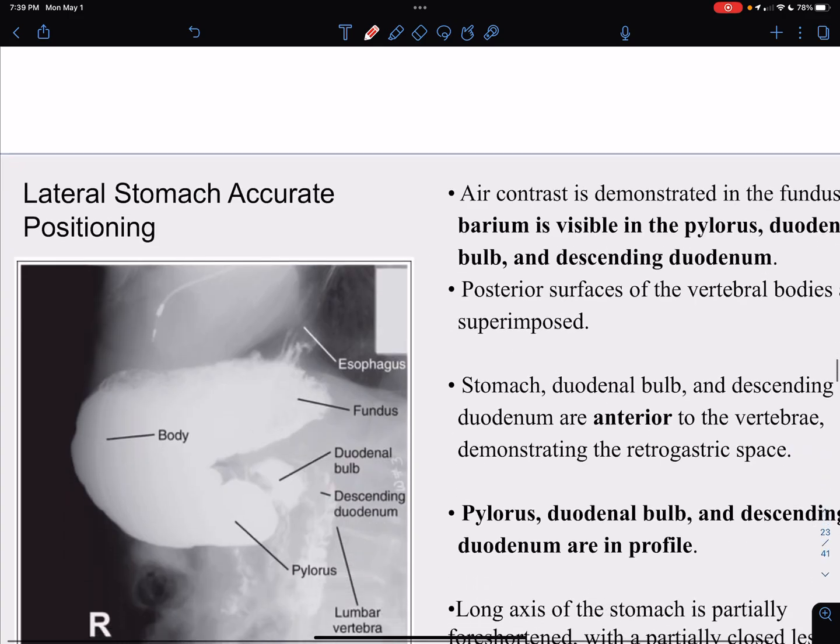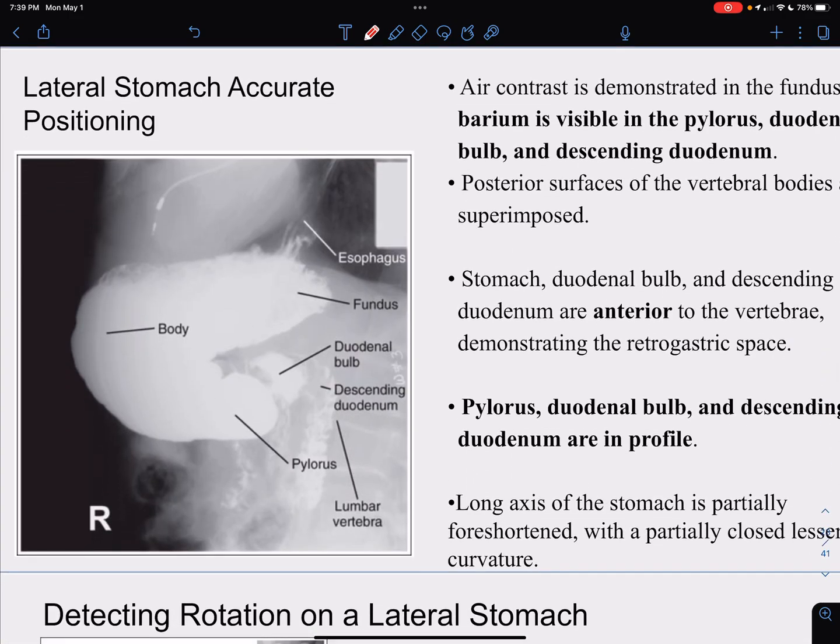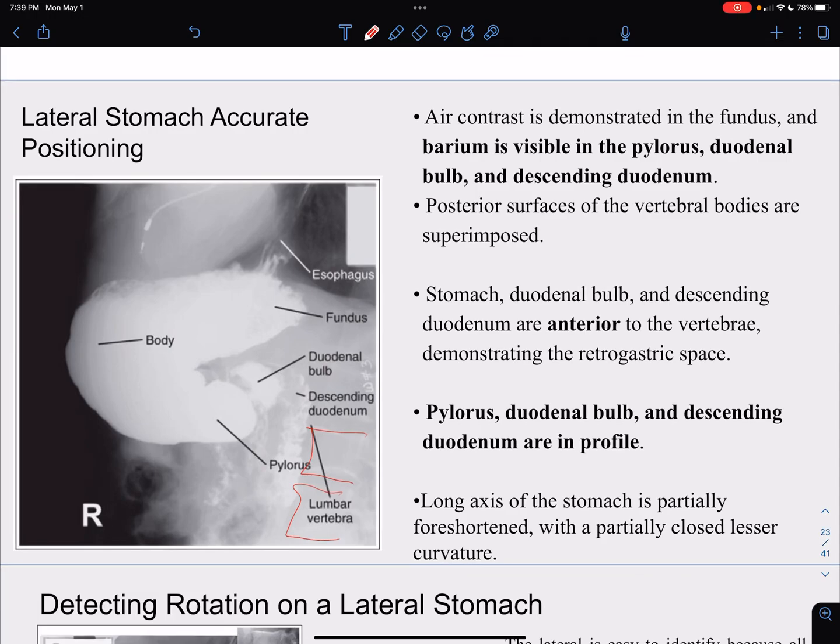So then the lateral stomach is probably your easiest one to identify. I mean, obviously you can look at the vertebral bodies and tell that this person's in a lateral. The other thing that you're going to notice with the lateral stomach and the upper GI is everything is just kind of flat. It should be marked right typically, and everything's just going to be flopped over in front of the vertebral body. So it's just kind of easier to identify than the other positions.